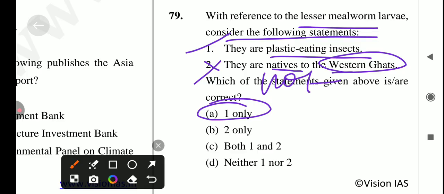If we're talking about lesser mealworms, they are not native to the Western Ghats, they are found worldwide and are commonly associated with poultry farms and stored grain products. Their distribution is not specific to the Western Ghats. They are native to the Mediterranean region. So the answer is option A.